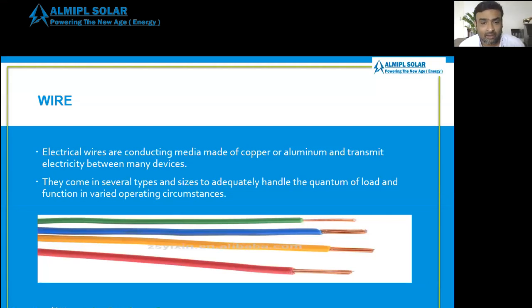Electric wires are conducting media made of copper or aluminum and transmit electricity between many devices. They come in several types and sizes to adequately handle the quantum of load and function in various operations and circumstances. So based on the kilowatt, megawatt, 10 kilowatt, 25, 50, like that, we will put the cables.